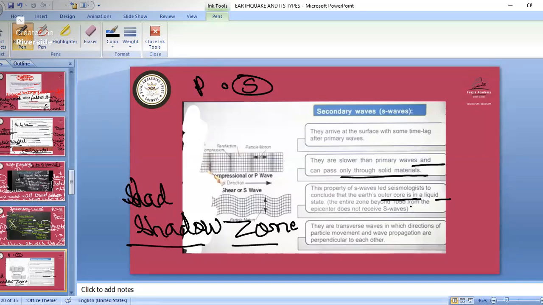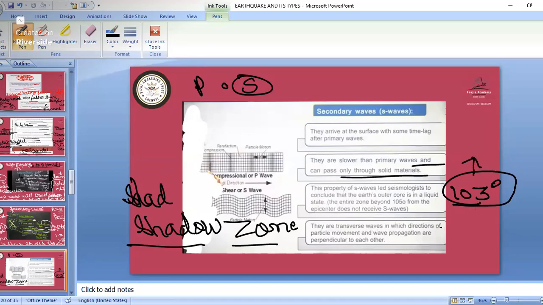The entire zone beyond this from the epicenter does not receive the S waves beyond 105 degrees. Or somewhere it might be written as 103 degrees. So beyond that, it does not receive the S waves. This particular part we will study in the shadow zone.